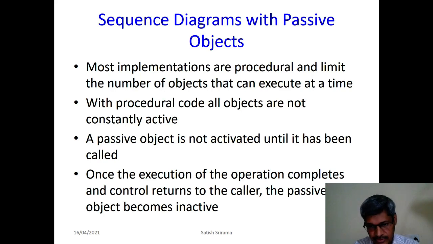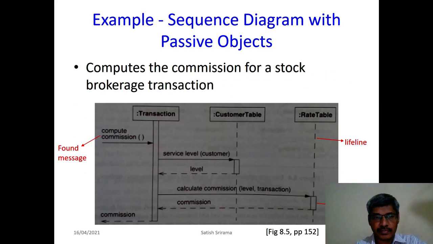Let me show you the example, then it clears things up for you. So here is a sequence diagram that computes the commission for a stock brokerage transaction. It will have an initial message coming in. So here is a transaction object. We have to compute the commission for a particular transaction. The transaction object has to compute the commission. So this is the found message, which starts the sequence diagram.